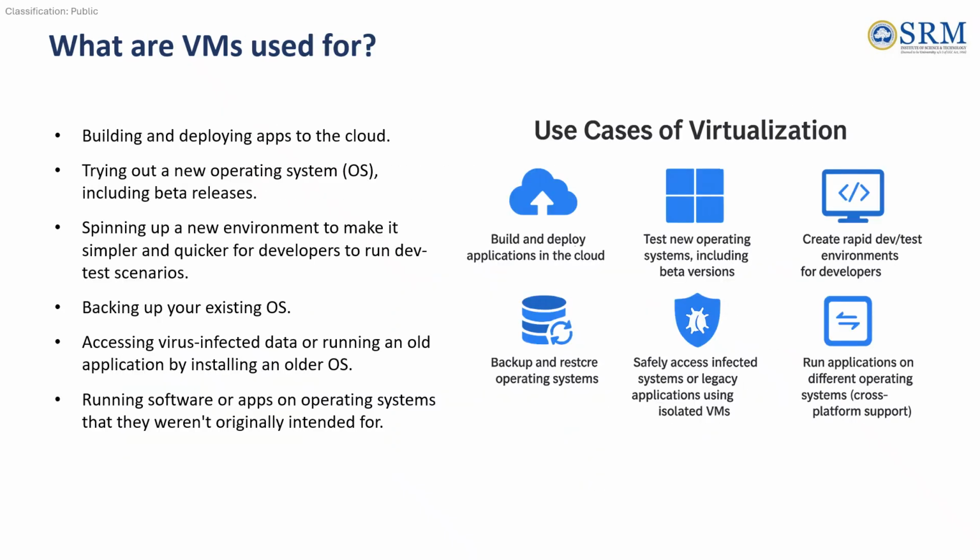What are virtual machines used for? Virtual machines are used in many real-world computing applications because they provide flexibility, isolation, and easy management. They are widely used for building and deploying cloud applications. Developers also use virtual machines to test new operating systems, including beta versions, without affecting the main system.